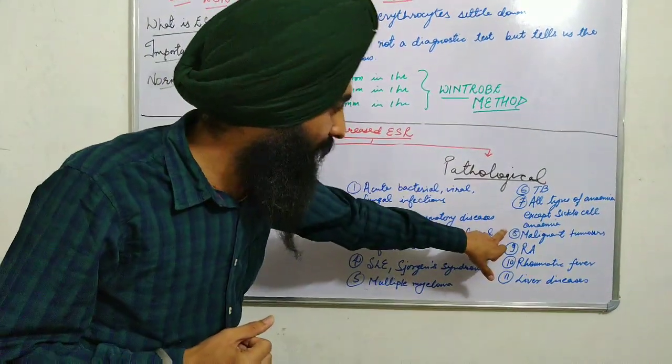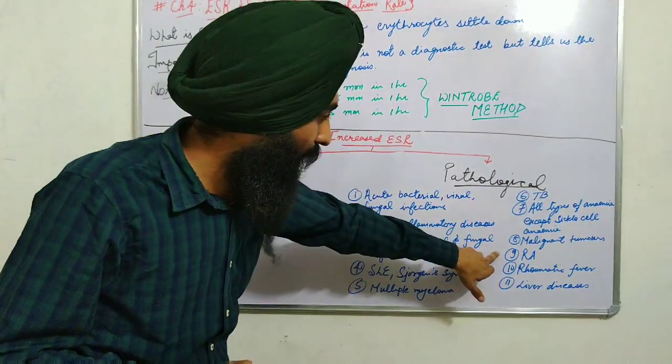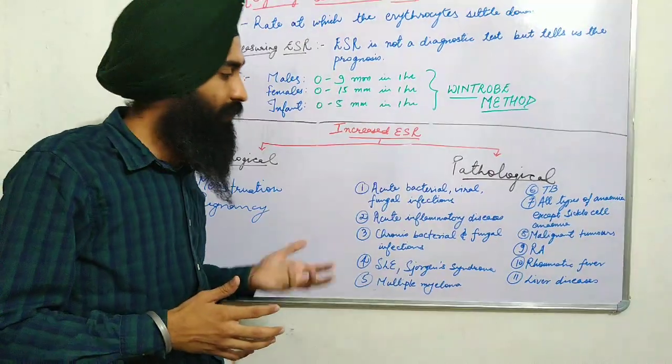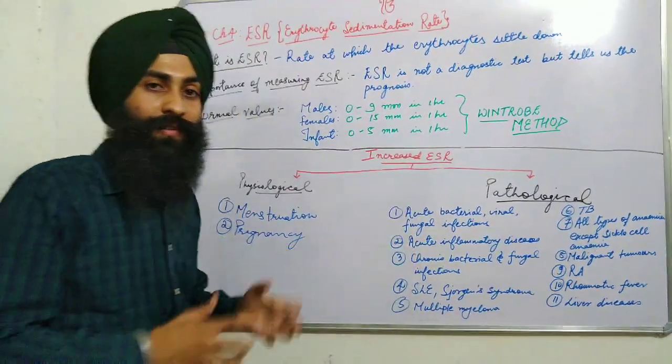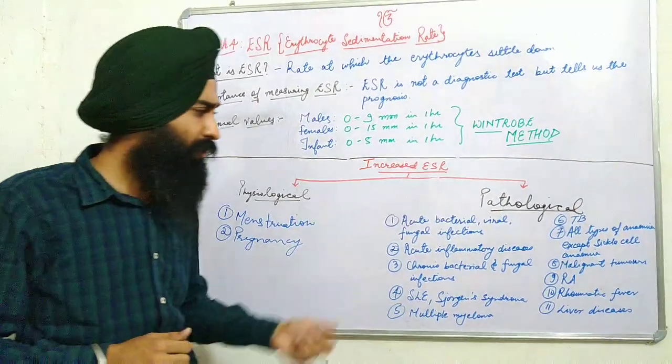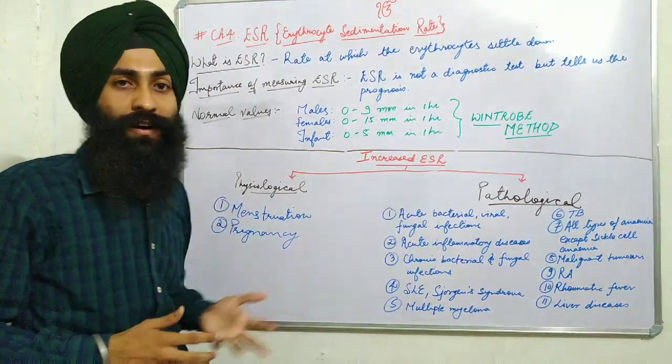Next one is the malignant tumors. In all the malignant tumors, it comes raised. Next one is RA. RA is rheumatoid arthritis, rheumatic fever and liver diseases. And always remember, in diseases like tuberculosis and malignant tumors, the ESR comes raised even above 100.